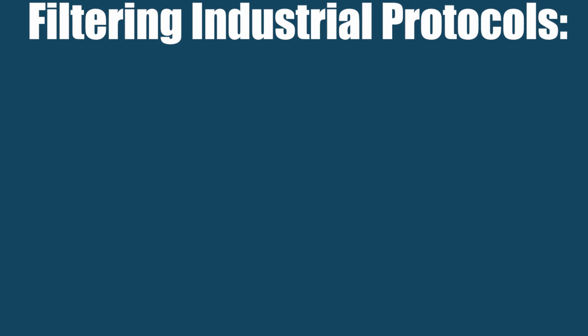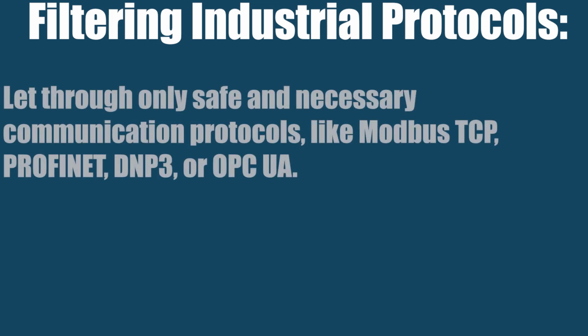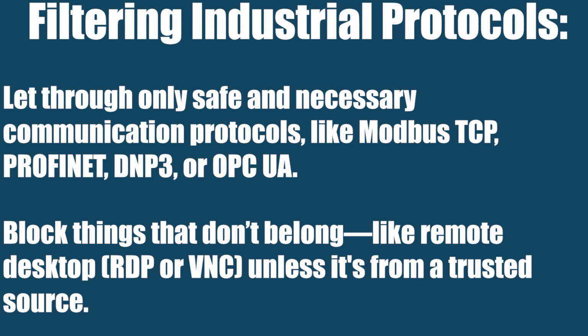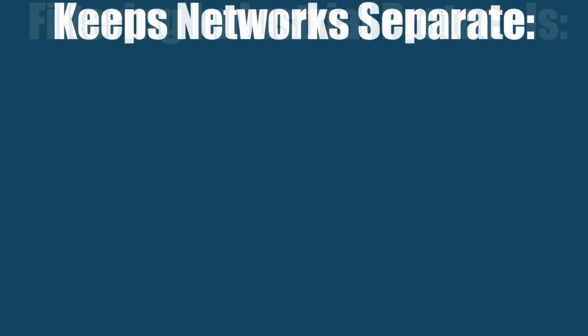It also filters industrial protocols. It lets through only safe and necessary communication protocols like Modbus TCP, Profinet, DNP3, or OPC UA. It blocks things that don't belong, like remote desktop, RDP, or VNC, unless it's from a trusted source. It keeps networks separate with segmentation.